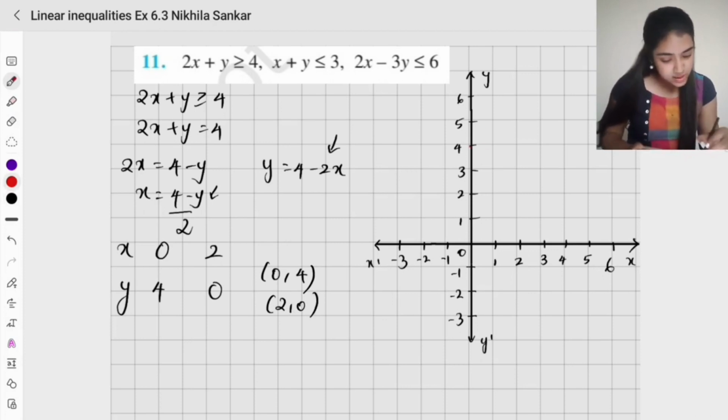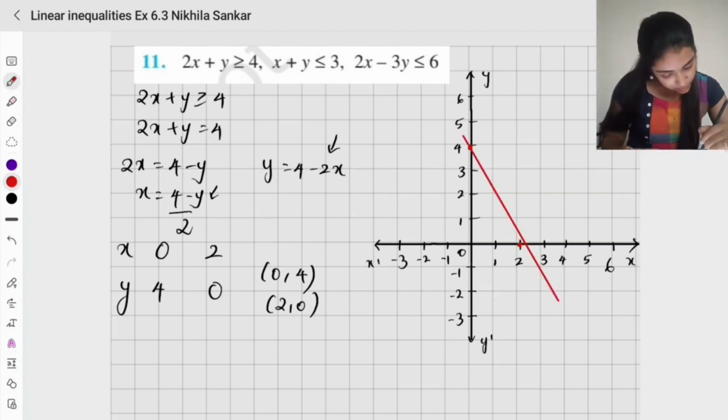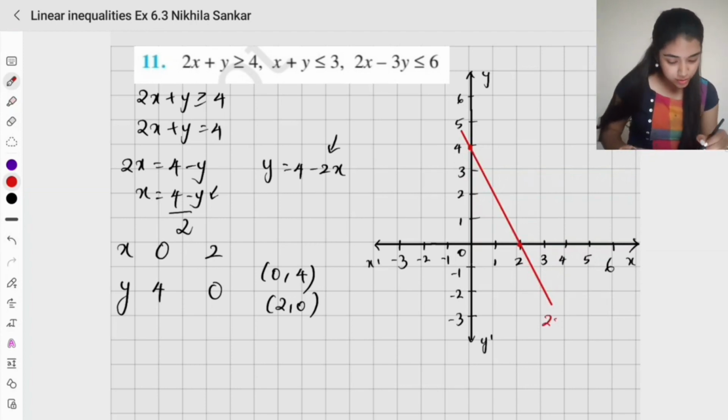I'm going to plot this. So 0, 4, 2, 0. This is a slack inequality, so we can draw a straight line. Use a scale in your exam. So this is going to be 2x plus y equals 4.